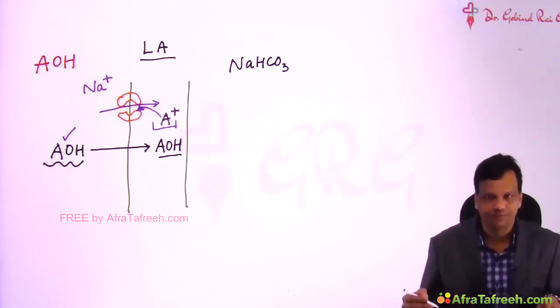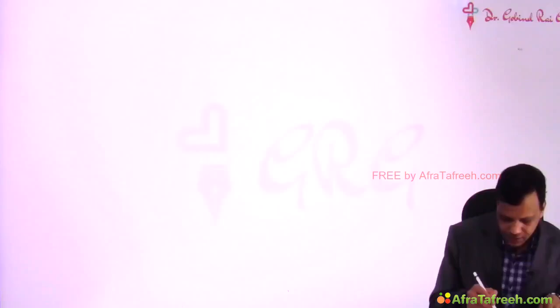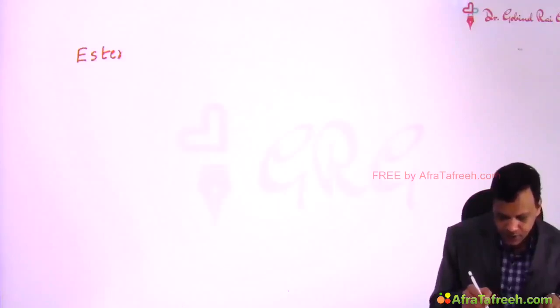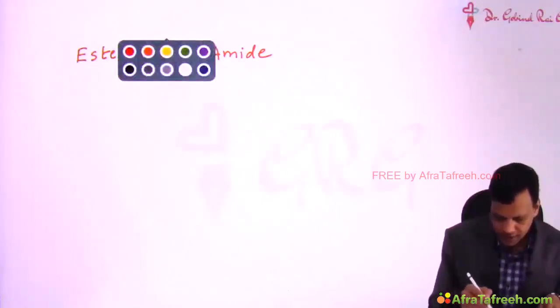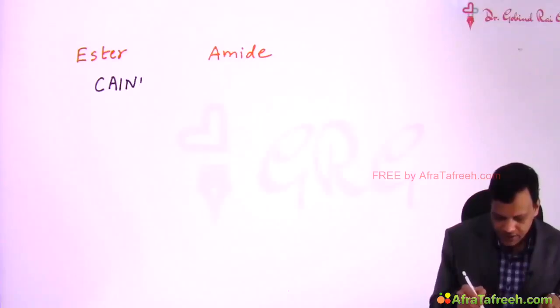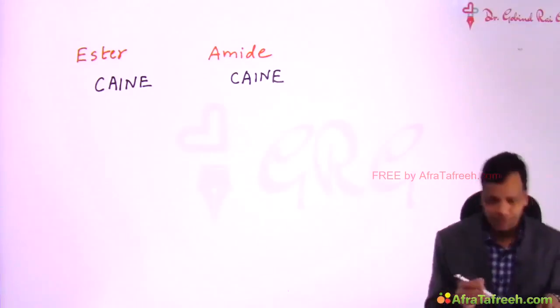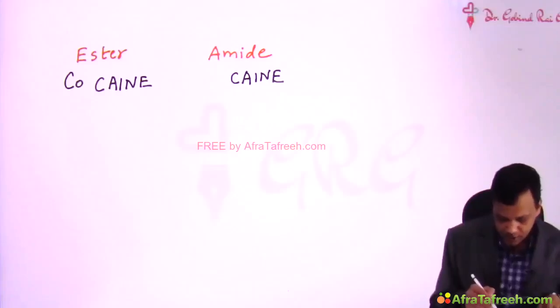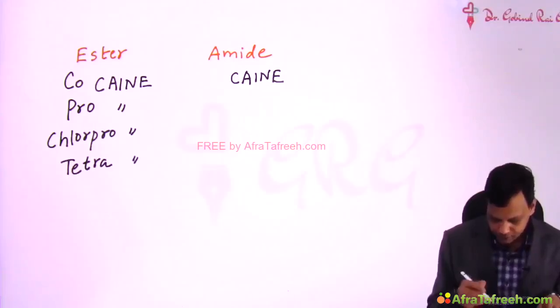in ionized form. Local anesthetics are of two types based on chemical structure. They may be ester, they may be amide. But the names of all of these local anesthetics end with caine. Whether they are ester or amide, the name ends with caine. Examples of ester local anesthetics are cocaine, procaine, chlorprocaine, tetracaine, benzocaine.